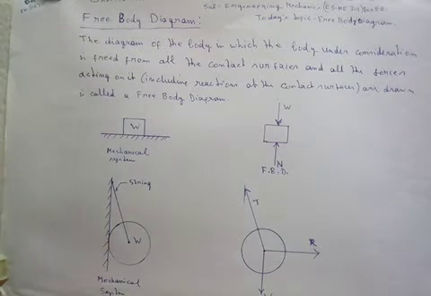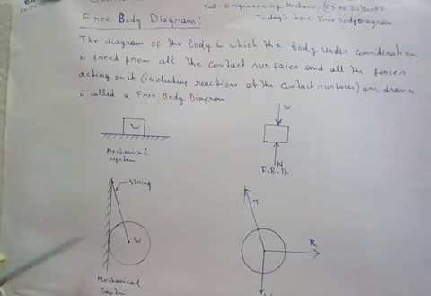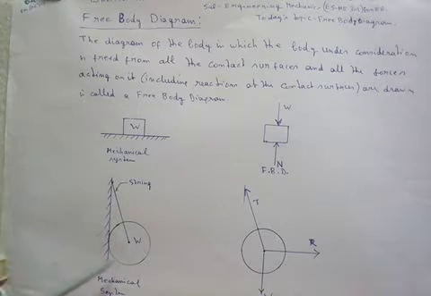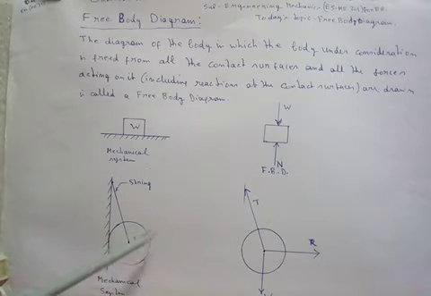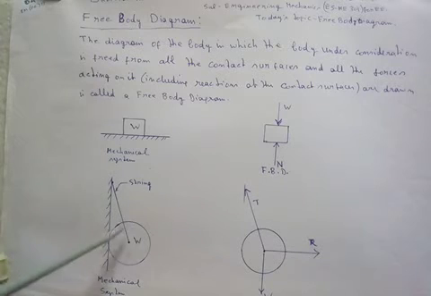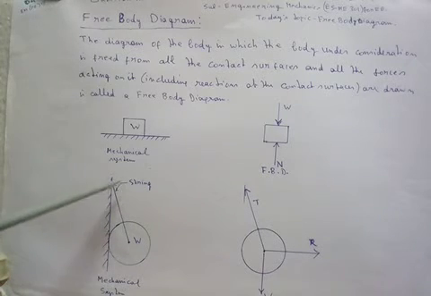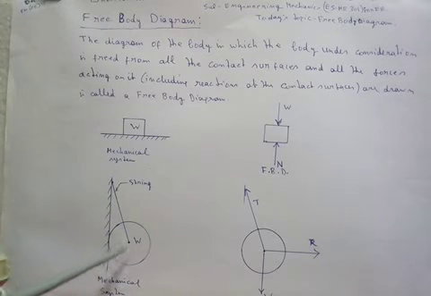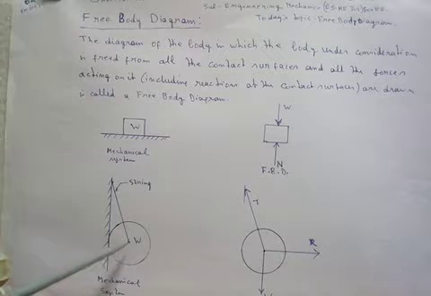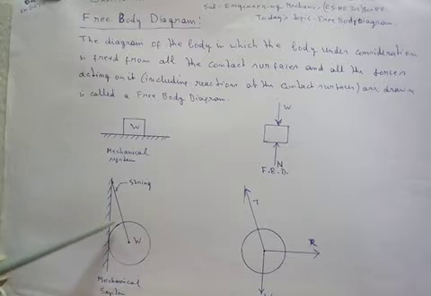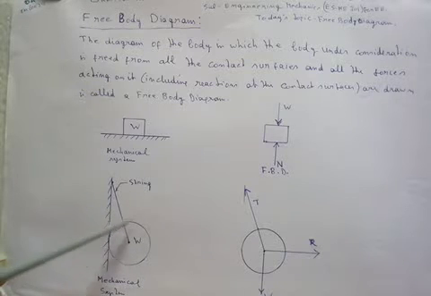Now let us look at another example. This is a roller which is hanging by a string from this wall. The string is mounted solidly here and the roller is freely hanging. So now let us see what are the forces acting on this ball. We have to draw the free body diagram of this ball.